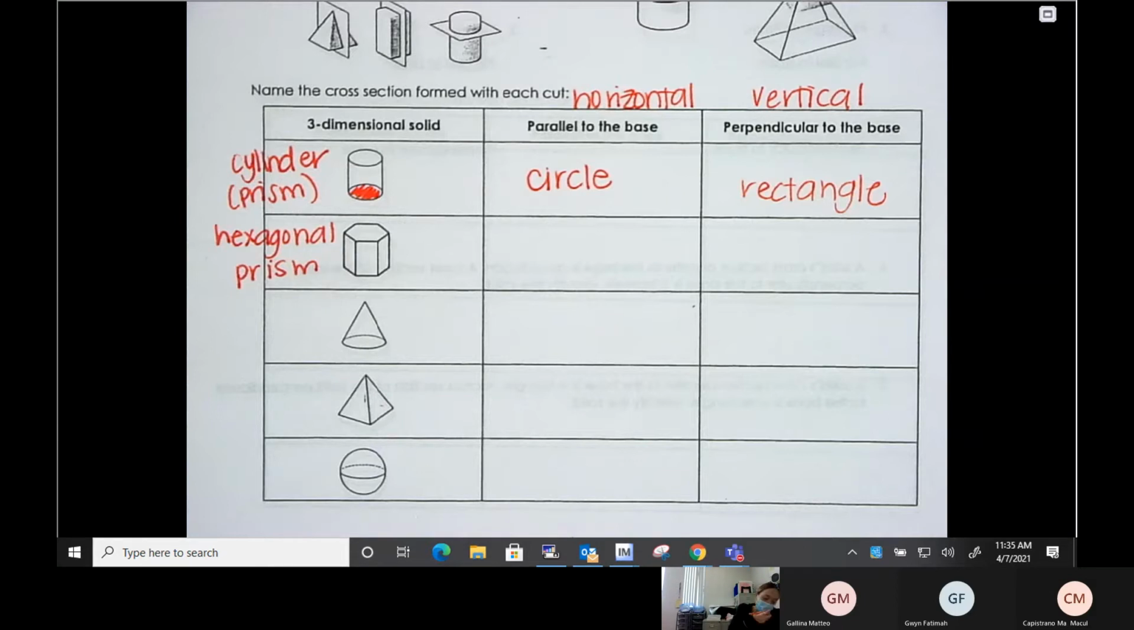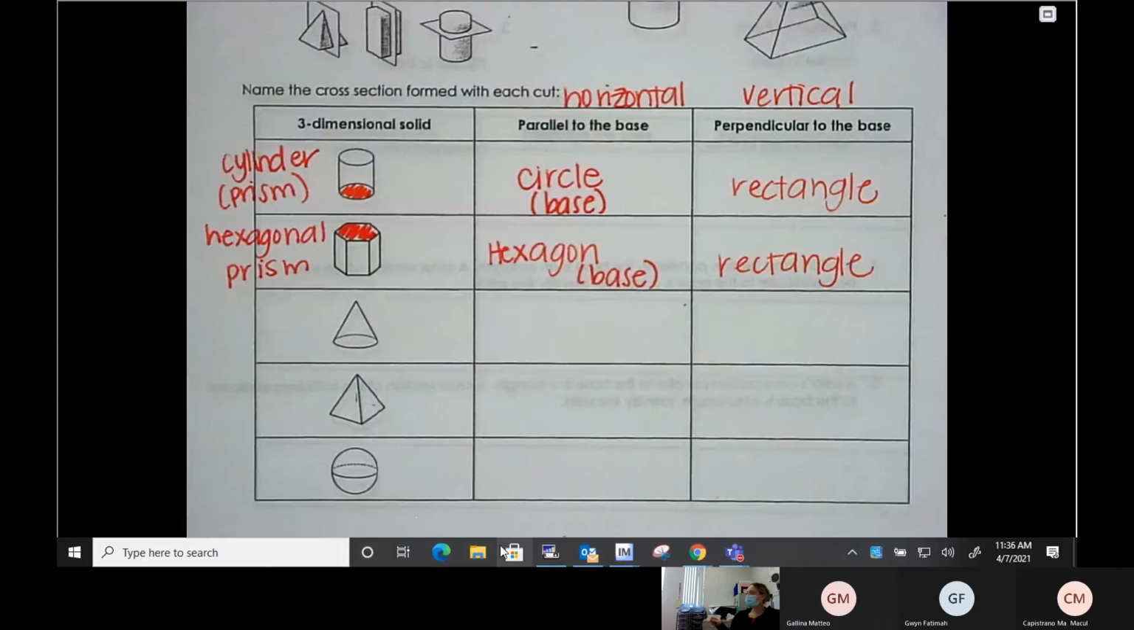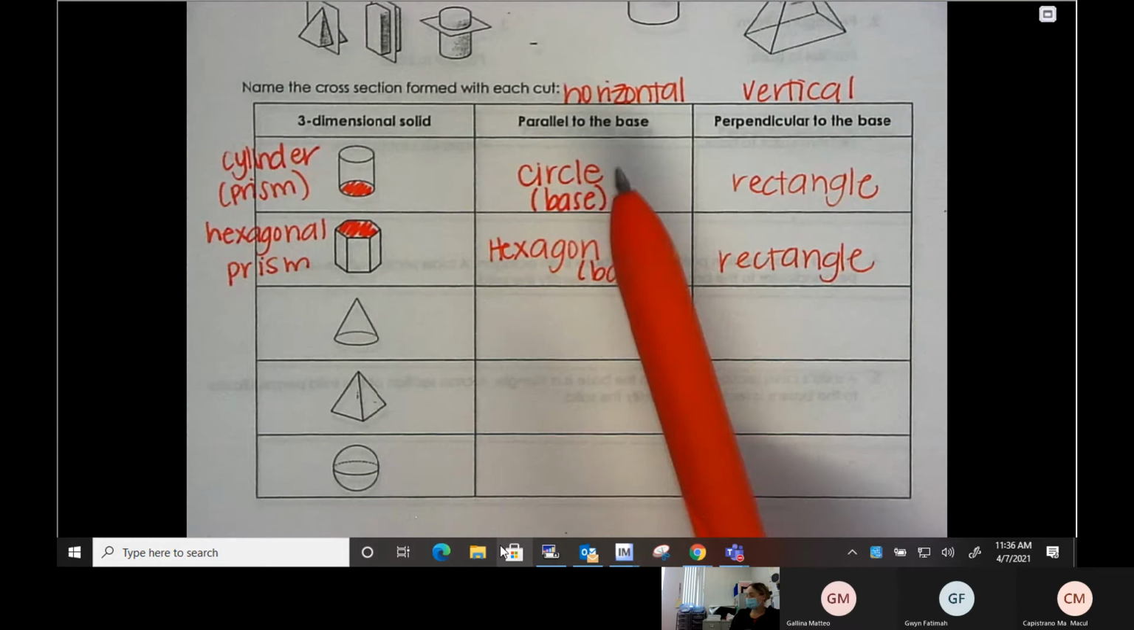Okay, but if I cut it vertical, perpendicular, what kind of shape am I going to get? A rectangle. I'm still going to get a rectangle. So for those two prisms, what do you notice? They both get rectangles when I go vertical, and that's every single prism ever. If you take any prism and you cut it perpendicular, you're going to get a rectangle. If you cut it horizontal or parallel, you're going to get the shape of the base. That's not going to change.